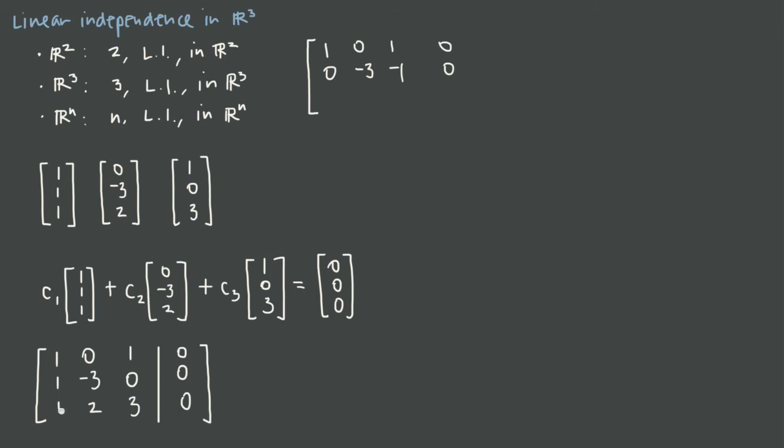Then for the third row, we'll again subtract the first row from the third row. So we'll say 1 minus 1 is 0. These are the zeros that we wanted to get here because we're trying to zero out the first column. We'll say 2 minus 0 is 2, 3 minus 1 is 2, and 0 minus 0 is 0. So we have that augmented.